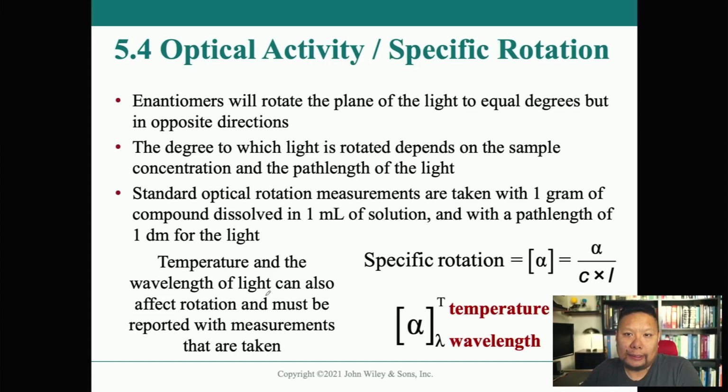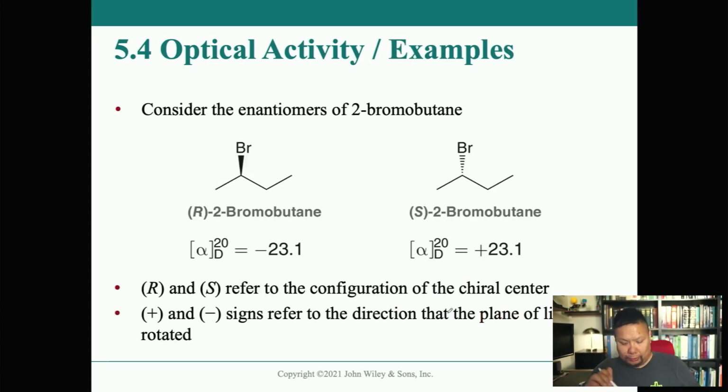All right, there's some math here. I'm not going to make you do any math, but I'm going to briefly go through this. Don't expect any of this math on the test or the quiz. But enantiomers will rotate the plane of light to equal degrees but in opposite directions. The degree to which the light is rotated depends on the sample, the concentration, and the path length of the light. Standard optical rotation measurements are taken with 1 gram of compound dissolved in 1 ml of solution and a path length of 1 dm, or 1 decimeter, of light.